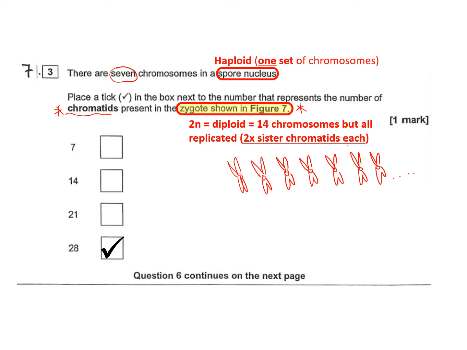So 7 chromosomes is haploid, the zygote is diploid, that's 14 chromosomes, but using the diagram that we're given in figure 7, we know that each chromosome is replicated. It's made of 2 identical sister chromatids. Each sister chromatid is just 1 molecule of DNA. So we get 2 molecules of DNA joined at the centromere because that's after DNA replication. So we're going to have 28 chromatids in our zygote.